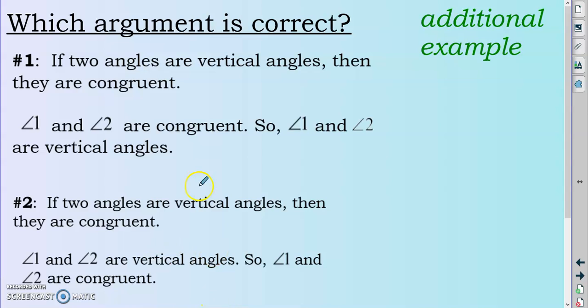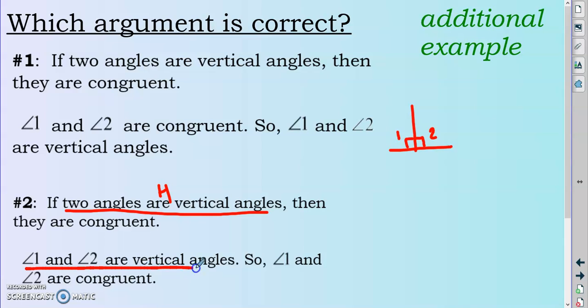So this one doesn't make sense, because if angle 1 and 2 are congruent, what if they're both 90 degrees? They're congruent, but they're not vertical angles. Just because they're congruent doesn't mean they have to be vertical angles, so we can't switch it around. It just has to be that I'm telling you the hypothesis is true: two angles are vertical angles. So then the conclusion is true. They are congruent, so we can conclude that angle 1 and angle 2 are congruent.